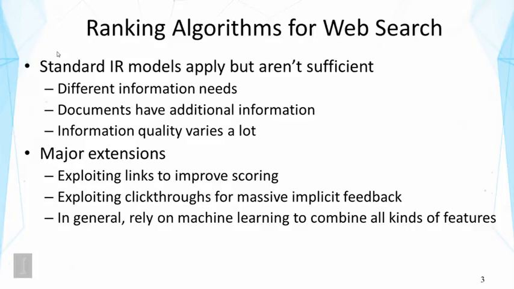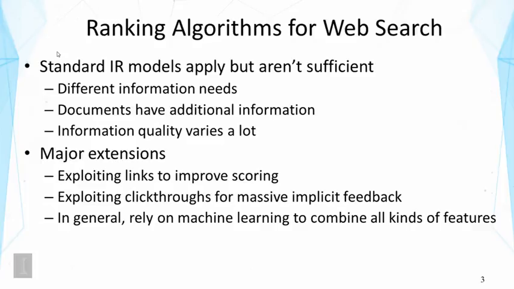And finally, information quality varies a lot. So that means we have to consider many factors to improve the ranking algorithm. This would give us a more robust way to rank the pages, making it harder for any spammer to just manipulate one signal to improve the ranking of a page.